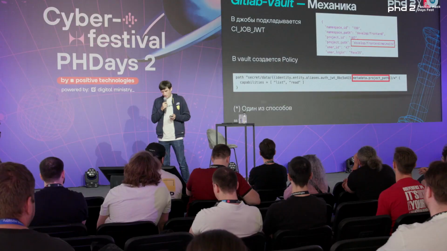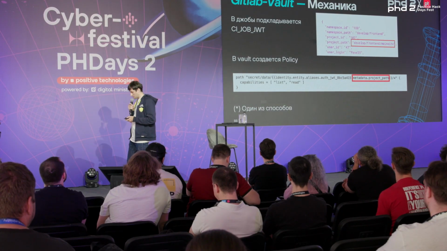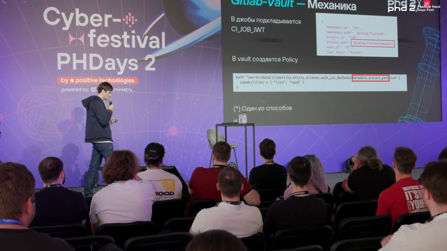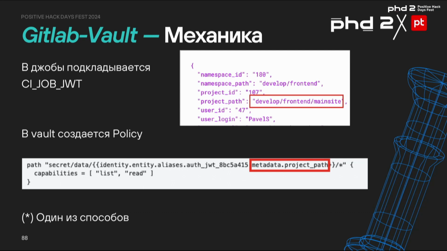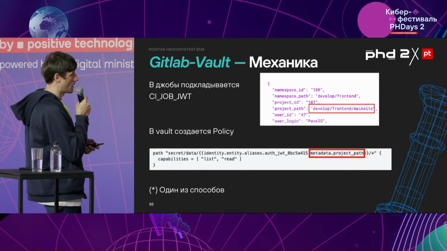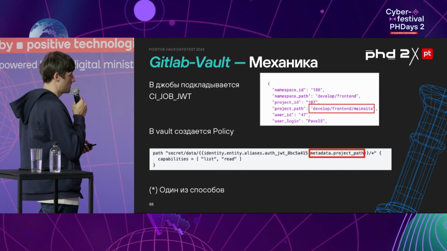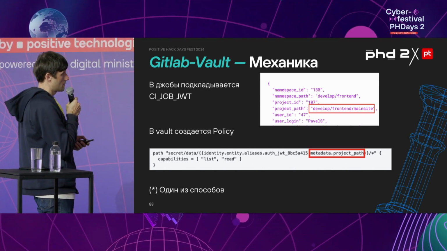Now we've talked about Rana. Let's talk about the integration with the Vault. Firstly, how this integration is built. It's not quite obvious. In GitLab, we have the CI job JWT that I mentioned earlier. I am showing a small excerpt from it. There's this thing called project path. And in the Vault, we have policy.